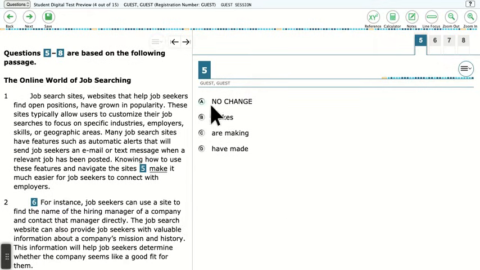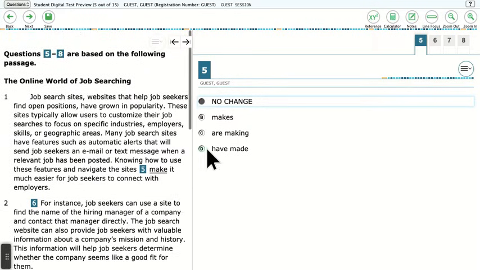The correct answer here is going to be no change, and that's because we have a plural subject. So it's knowing how to use these features and navigate the sites. So knowing how to do both of these things makes it easier for job seekers to connect with employers.